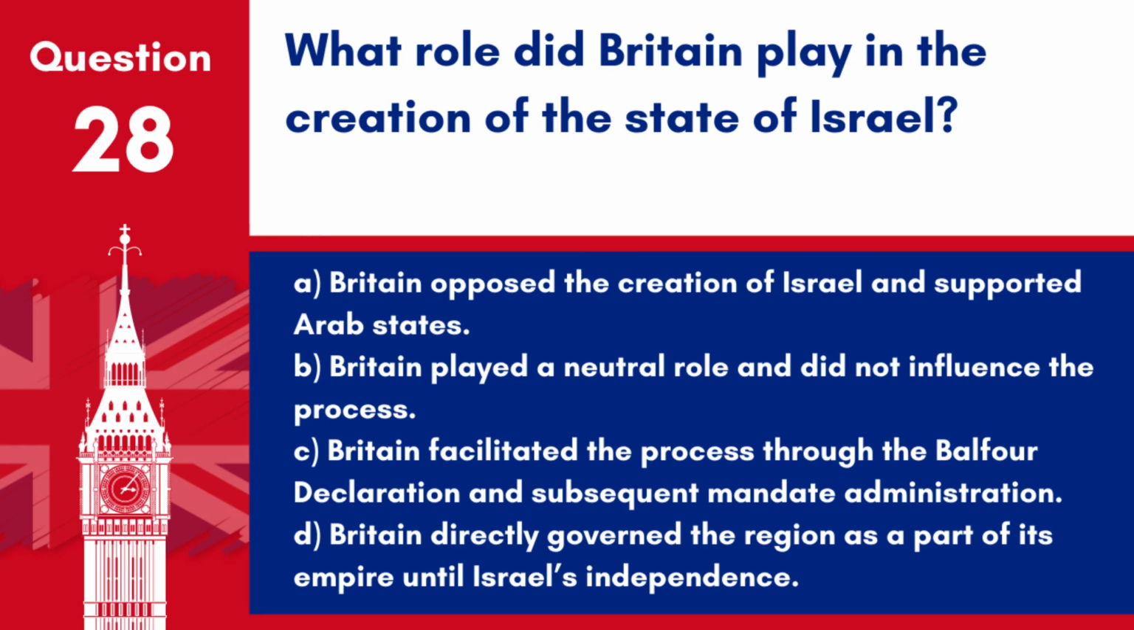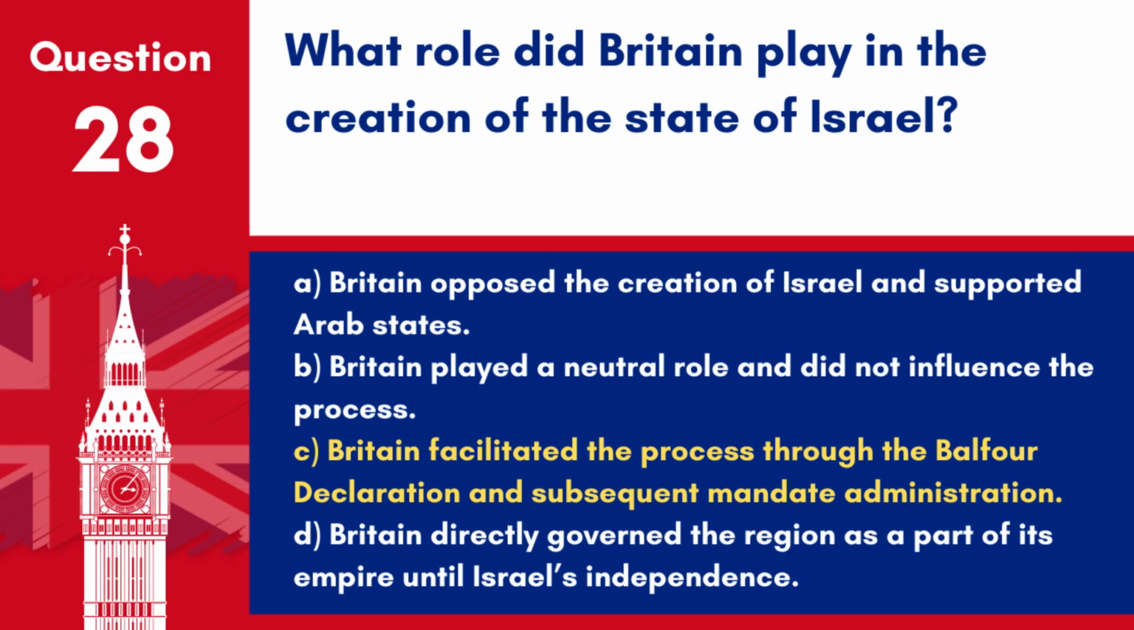Question 28. What role did Britain play in the creation of the State of Israel? A. Britain opposed the creation of Israel and supported Arab states. B. Britain played a neutral role and did not influence the process. C. Britain facilitated the process through the Balfour Declaration and subsequent Mandate administration. D. Britain directly governed the region as a part of its empire until Israel's independence. Answer. C. Britain facilitated the process through the Balfour Declaration and subsequent mandate administration.